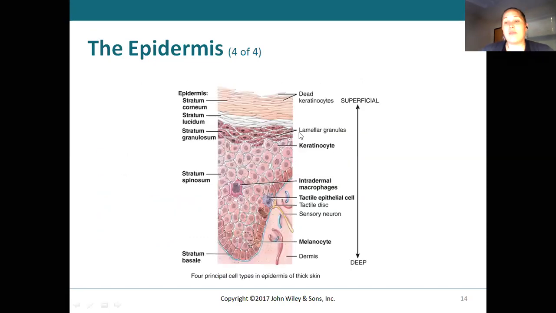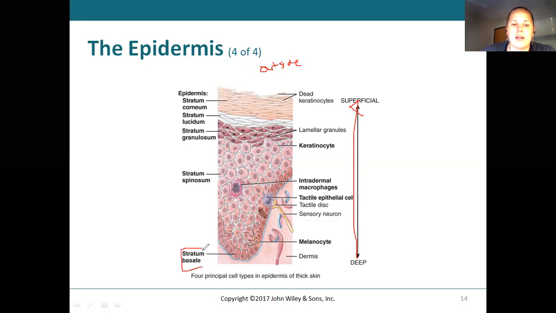Okay, so if we look at what this actually looks like in the body, again, you can see your deep layer here, your superficial layer here. So this would be the outside world. Your superficial layer is exposed to the outside world. So if we start in the deep layer, in the list that we just talked about, your stratum basale is your very bottom, your very deep layer here. You can see those cells have that cuboidal shape.